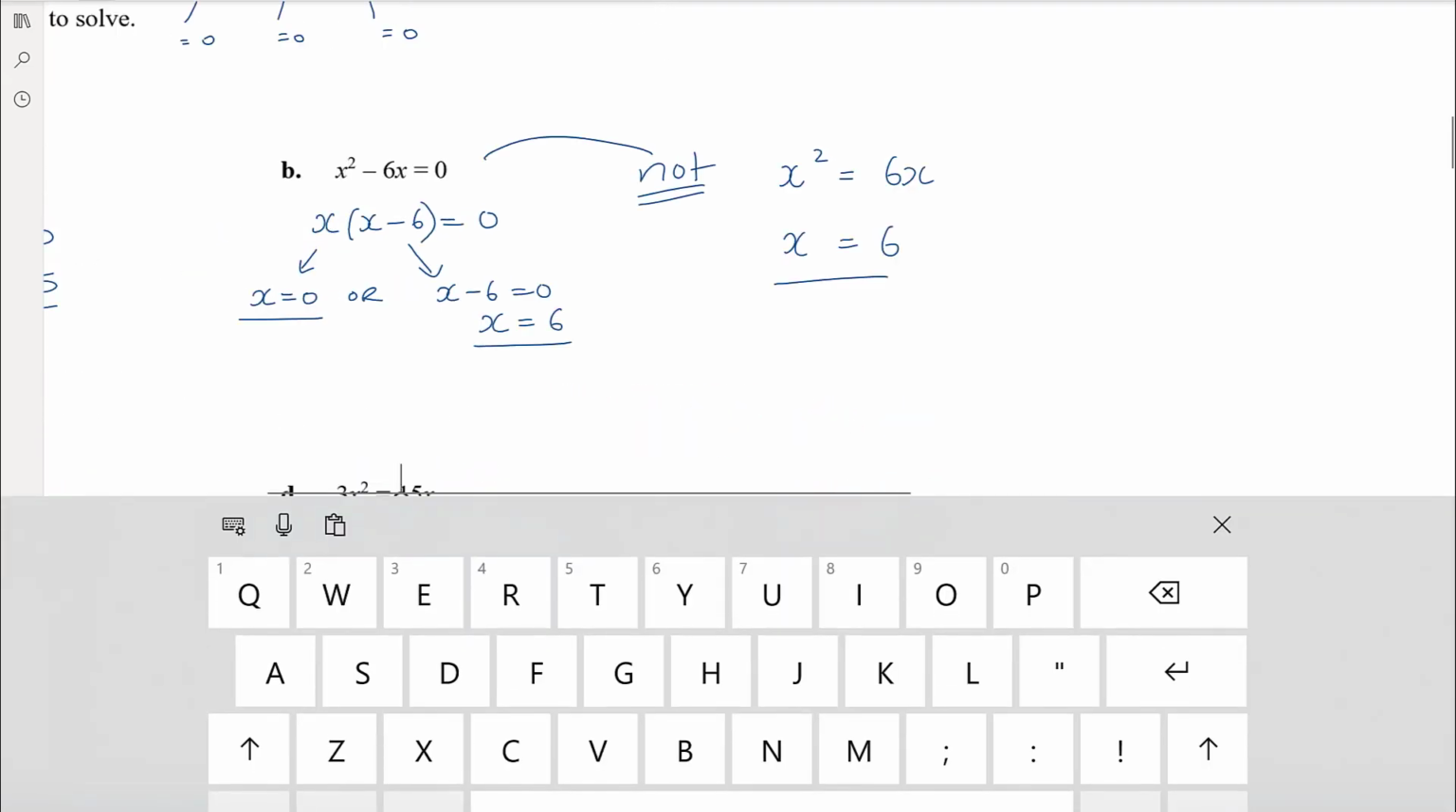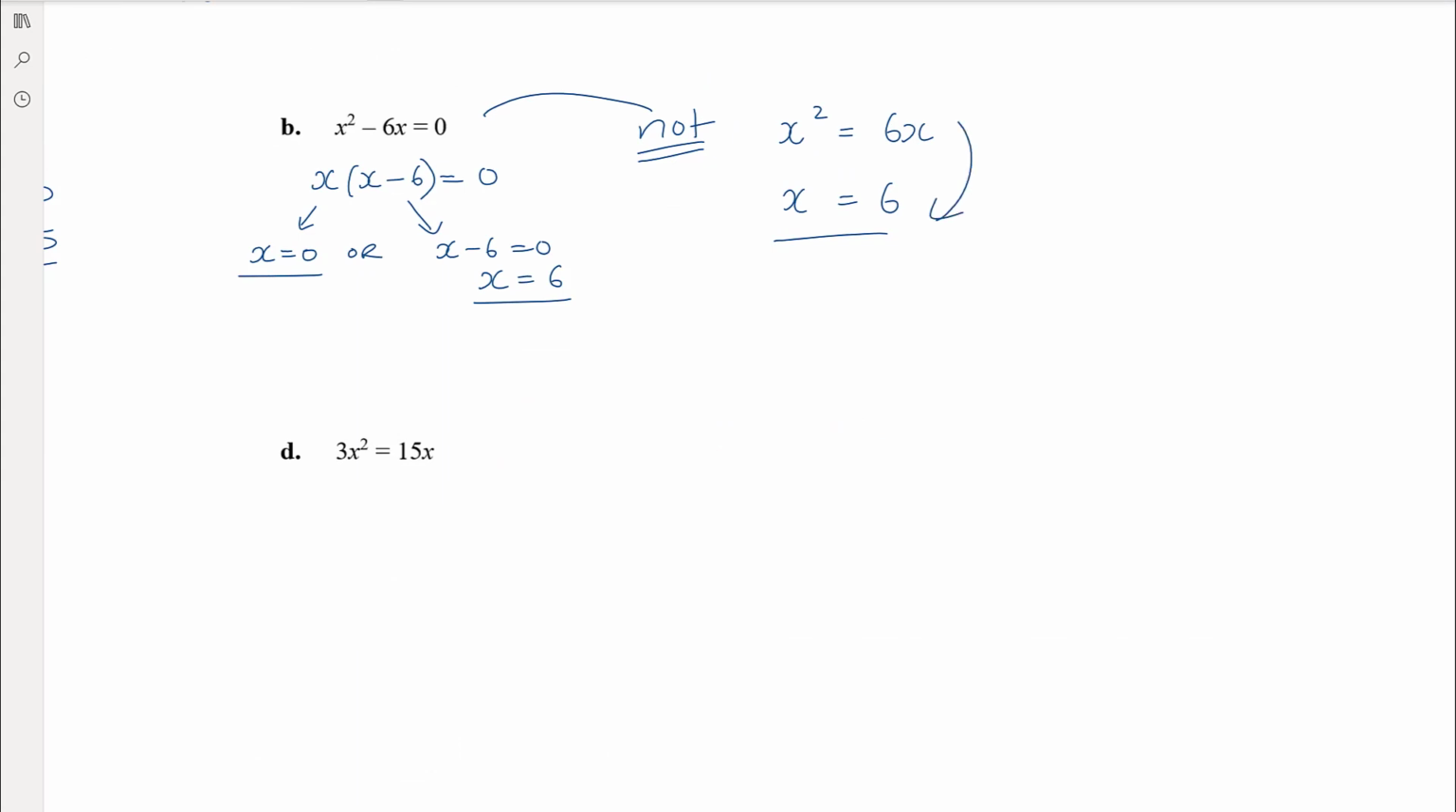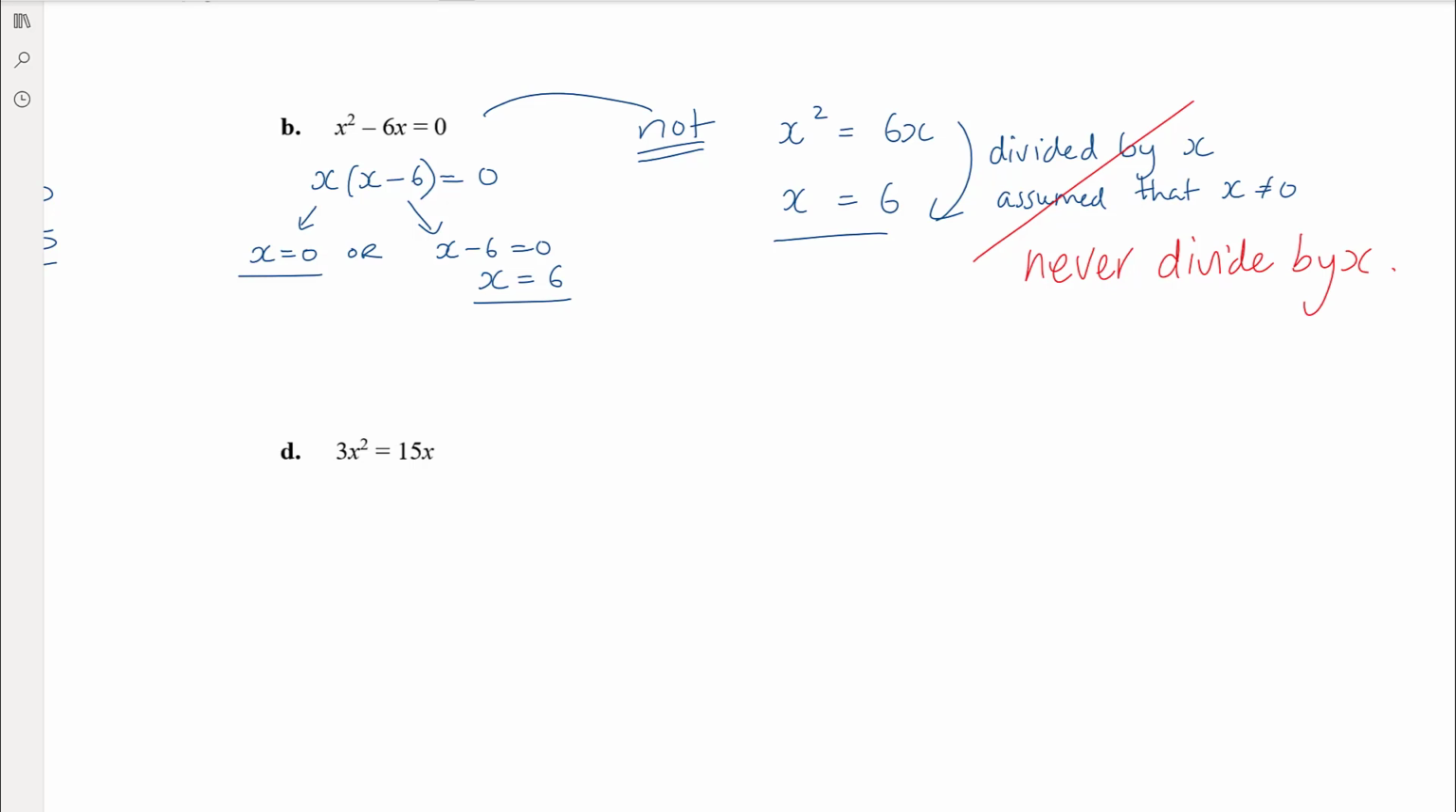Now what happened in this process, when you divided by x, you automatically assumed that x couldn't be equal to 0. Because if it was to equal 0, it's not possible to divide by it. So you should never, ever, ever divide by x. That's the rule. Never divide by the unknown, because in doing so you assume it can't equal 0, and that might actually be a solution. So this is not what we want to do. This is not the correct solution.